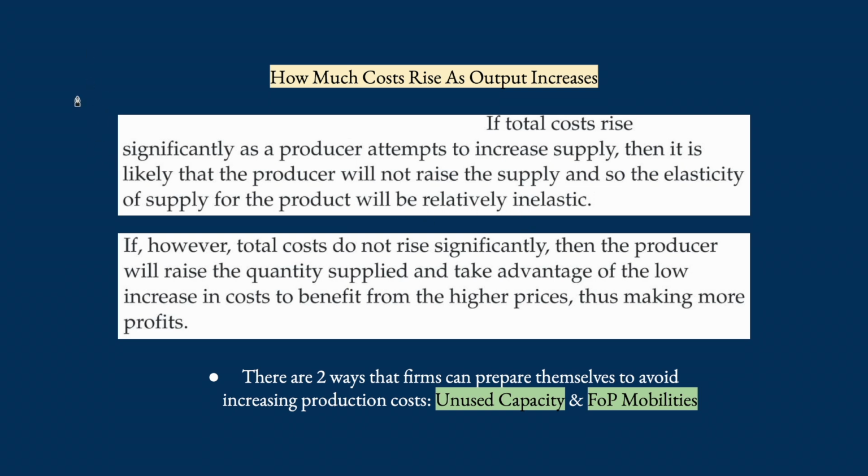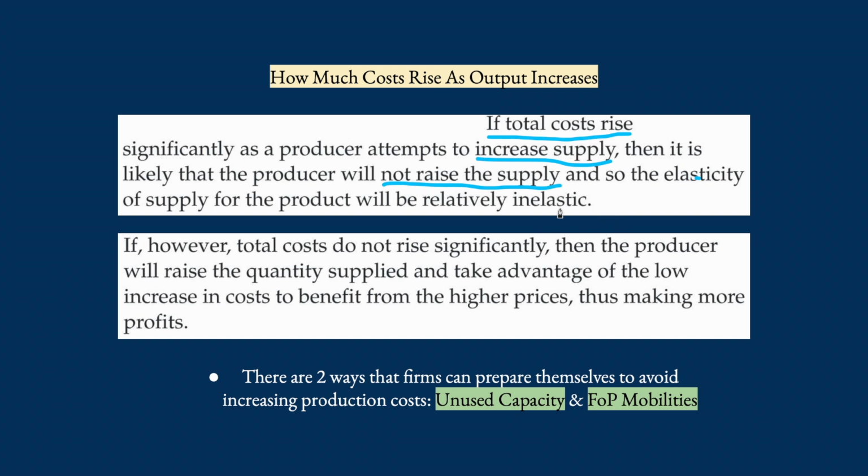Basically, if we break this down, this is what it means. It means that if total costs rise, such as production costs that we looked at back in the supply unit, as the producer attempts to increase supply, then it is likely that producer will not raise the supply, okay? This is obviously because if something becomes more expensive to make, you're going to make less of it because we're going to assume that all these producers and firms that are suppliers are profit maximizers and want to keep the most profit possible, okay? And so therefore, the elasticity here of supply will be relatively inelastic.